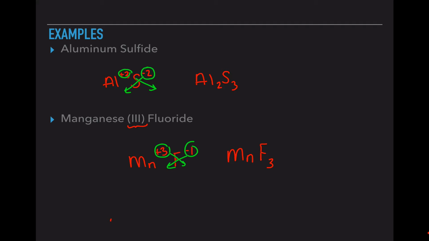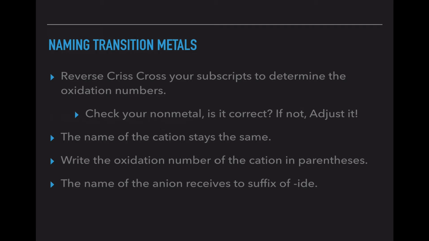Now I am going to ask you to go the other way around. I might give you a chemical formula, and I'm going to expect you to name what that ionic formula is. So in order to do this, you have a couple steps. Reverse crisscross your subscripts to determine your oxidation numbers. Check your nonmetal. Is that oxidation number the number that it's supposed to be? If it's not, you have to adjust it.